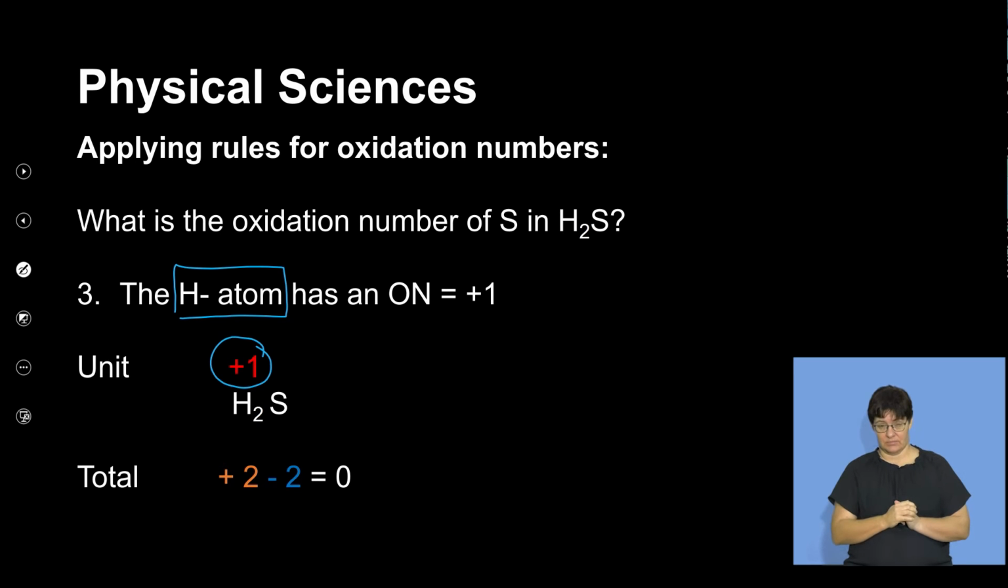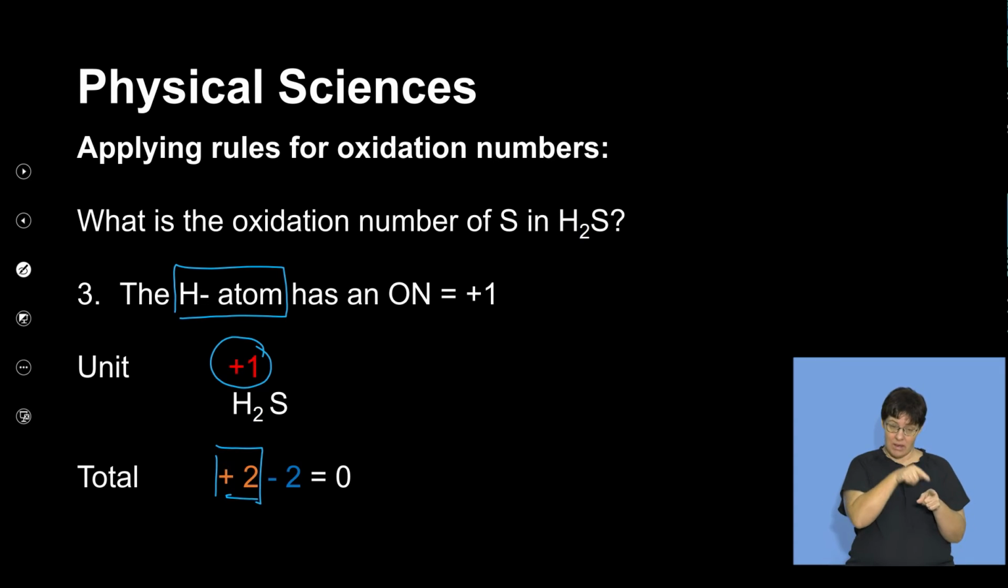Now in this molecule of a compound, there are 2 hydrogen atoms. So if we multiply 1 by 2, we get the total oxidation number for hydrogen as +2. So if the oxidation number of sulfur is unknown, what is it that we know by now? We know the total oxidation number of hydrogen. We also know that hydrogen sulfide is actually a pure substance, which is a compound. So the total for this compound is 0.